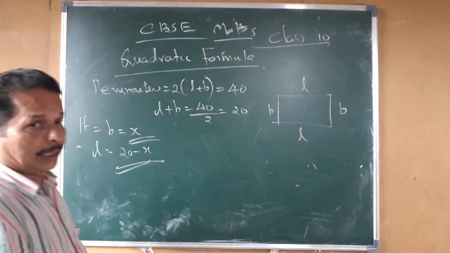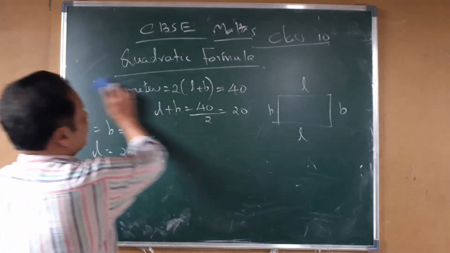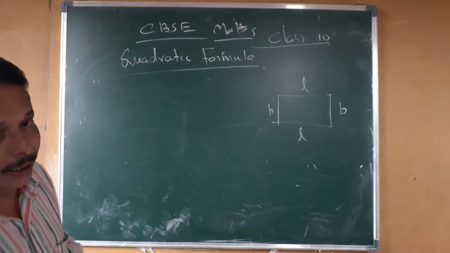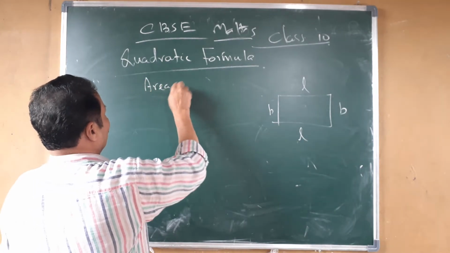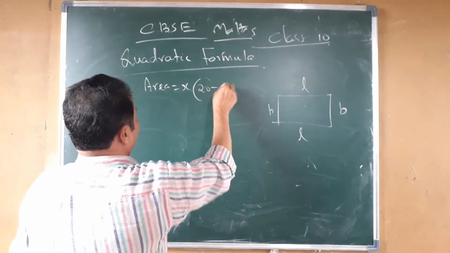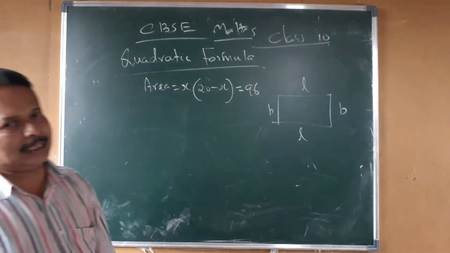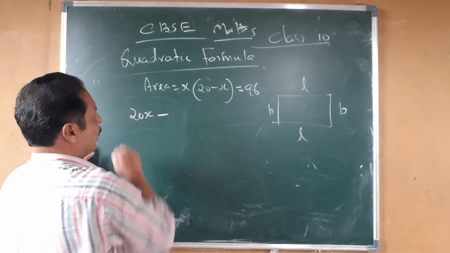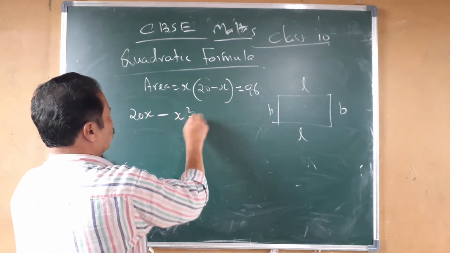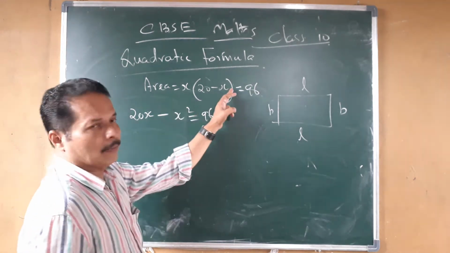Are the steps completed? Now area. What is the area of a rectangle? Area of a rectangle is length into breadth. Area equal to x and 20 minus x multiplied to get 96. That's given as 96. So multiplication: x into 20, 20x, minus x into x, x square, equal to 96. Is it clear? The bracket is removed.